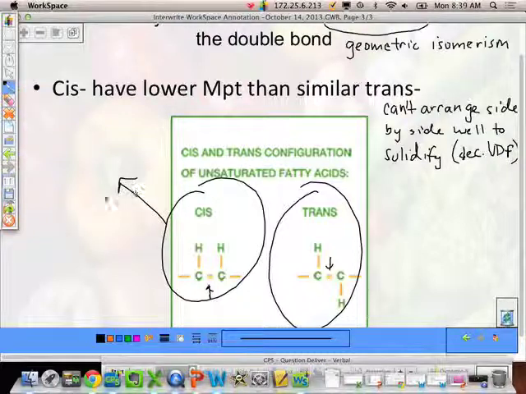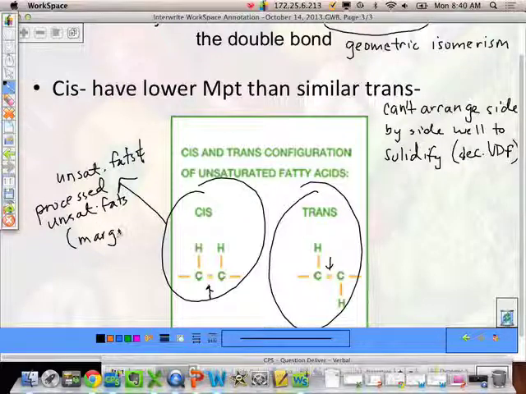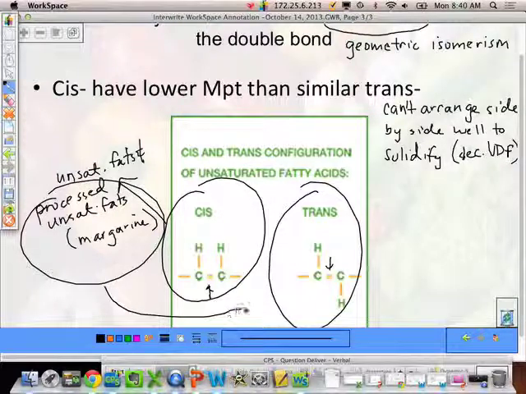Cis is most common in unsaturated fats, and processed unsaturated fats, like margarine. Move this around. The processed fats go with the trans. That's my margarine.